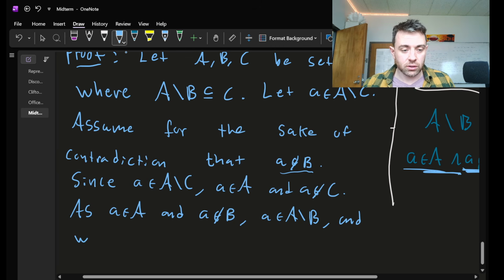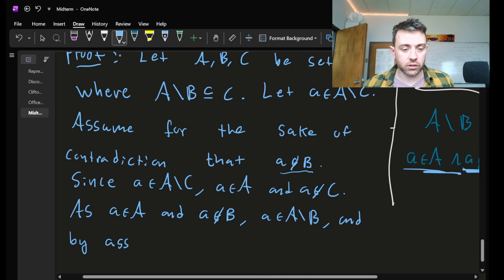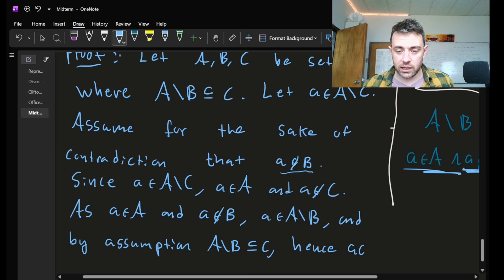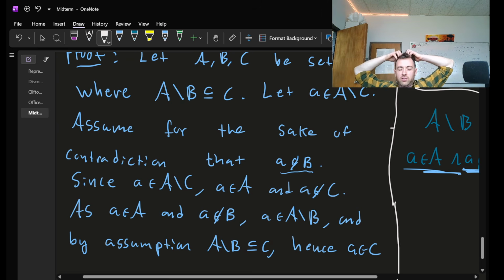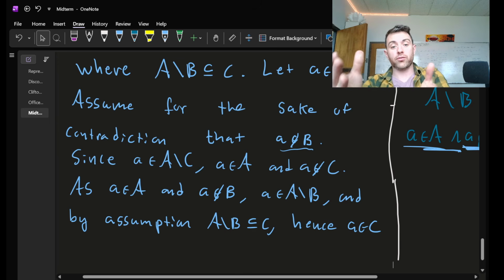And we know, and by assumption, because that is one of the assumptions in our problem, A minus B is a subset of C, hence A is in C. Okay, so we just did some stuff, but why did we do that? I mean, we saw something that we could get the hypothesis involved. We've changed the state of knowledge that we have. But let's look back over and review things.